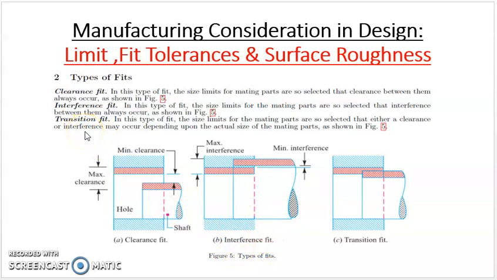Let's go to the transition fit. In the transition fit, size limit of mating parts are so selected that either a clearance or interference may occur depending upon the actual size of mating part. As you can see, there is some transition between these two, so this is called your transition fit.